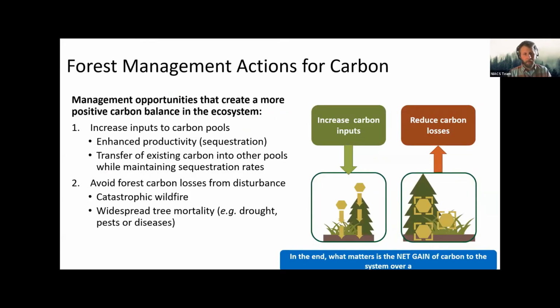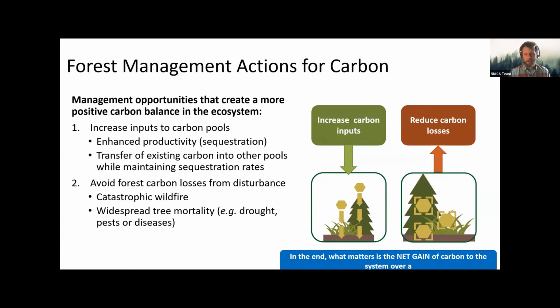And so really the bottom line when it comes down to it is that it's really about thinking about the carbon balance of the ecosystem, right? In the end, we're looking for, oh, sorry, I have a word that got left off there. What matters is the net gain of carbon to the system over a period of time, I think is what got left off there.